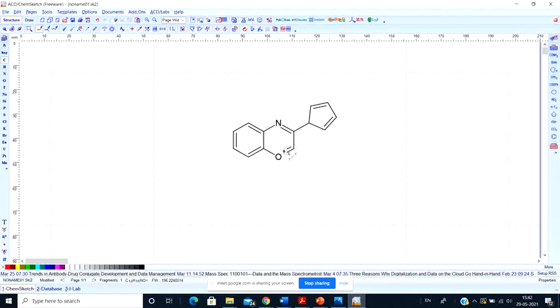See, in this case also I can't have more than 3 bonds. What about here? Can I add 4 bonds? No. Here, yes, you can go on adding bonds until you maintain the valency. Understand? So that's how this particular software works.